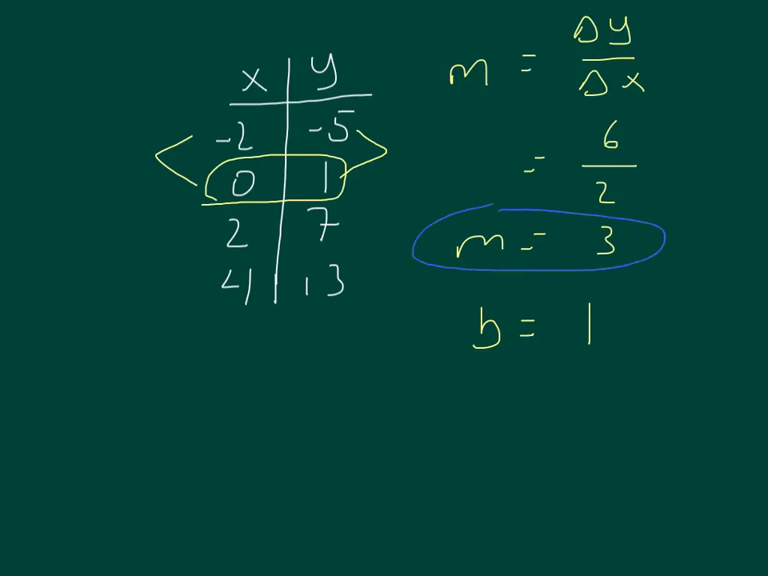my slope and I have my y-intercept, so I can write this equation or rule using slope-intercept form. So y is equal to mx plus b, so it would be y is equal to 3x plus 1. That would be my equation or my rule for the line that contains these points right here in the table.